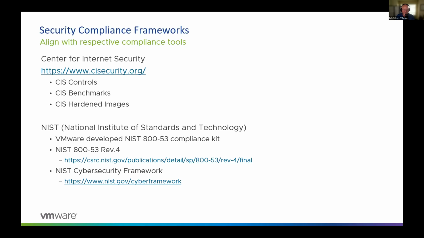The next step up from that would be NIST. VMware has a NIST 800-53 compliance kit. And the current NIST guidance is 800-53 Rev 5. And there's also the NIST security frameworks. There's also a series of documents, the SP 1800 series, that specifically look at ransomware.